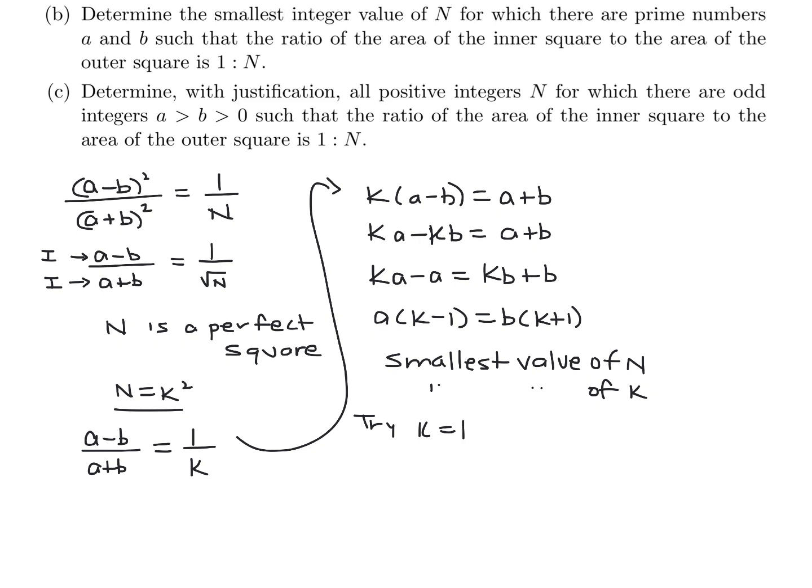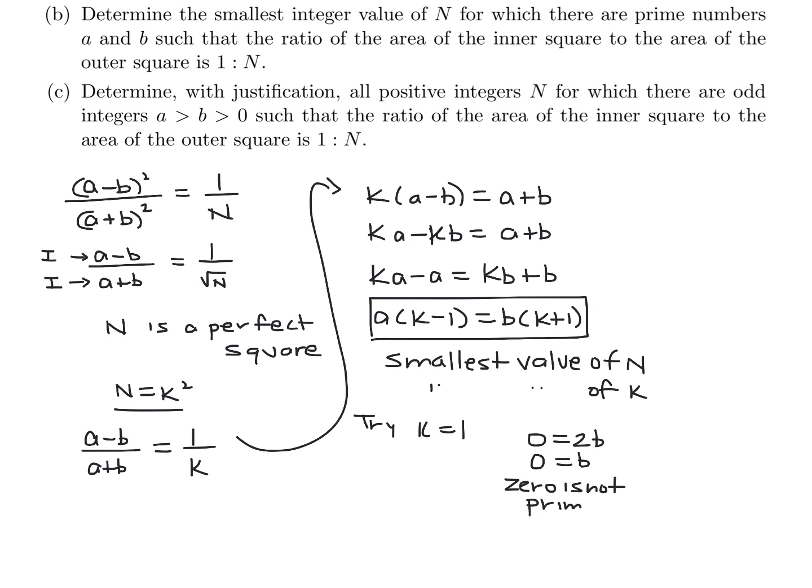If k equals 1, and we're really concentrating on that equation, we get 0 is equal to 2b. So therefore b is equal to 0. But that doesn't work because a and b are prime numbers. They told me that in the question. And b equals 0. 0 is not a prime number. So this didn't work. Okay, no problem. Let's keep going. Let's try k equals 2.